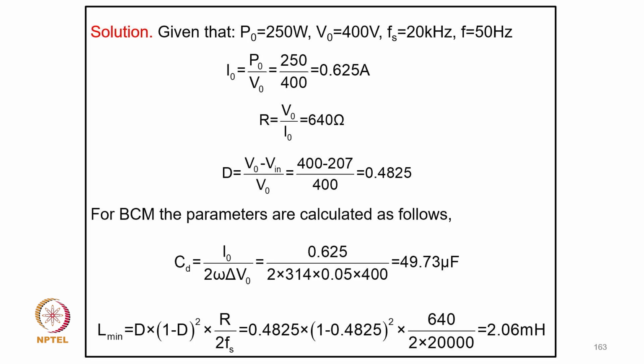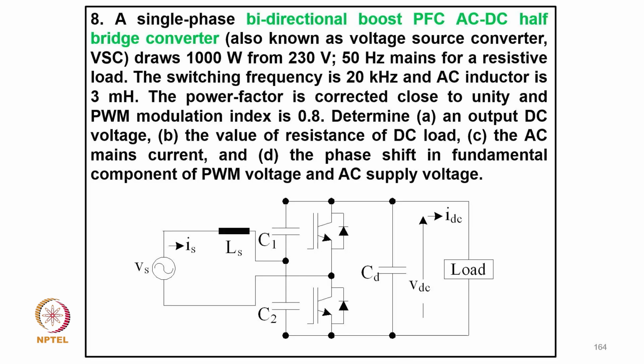and for BCM the parameter is calculated as C equal to I0 upon 2 omega delta V, putting values for it comes to 49.73 microfarad, and L minimum equal to D into (1 minus D) square into R divided by 2Fs, and putting the values it comes to 0.206 millihenry.